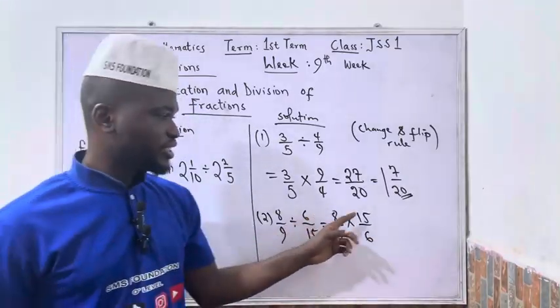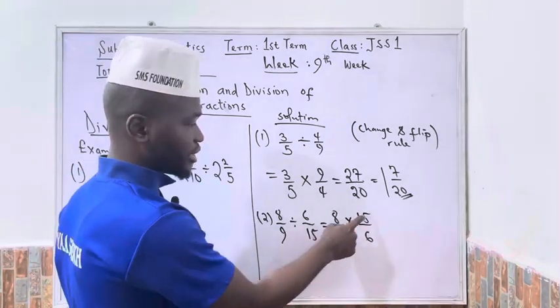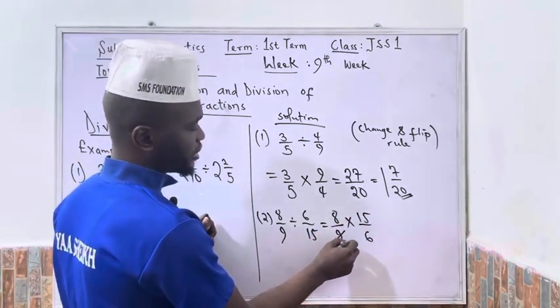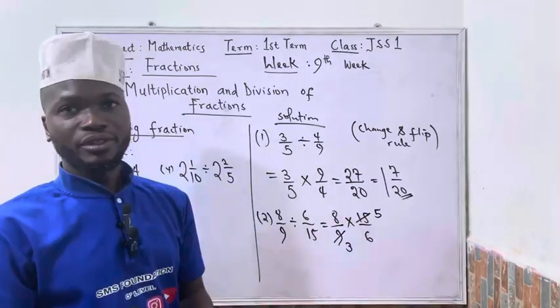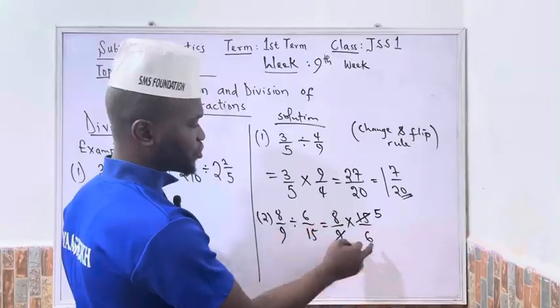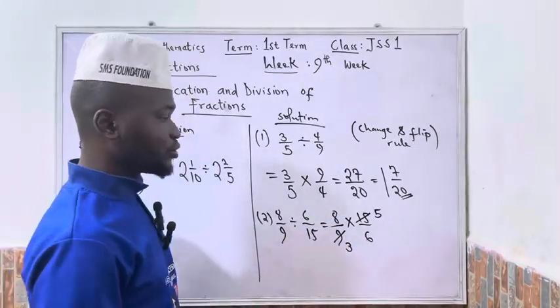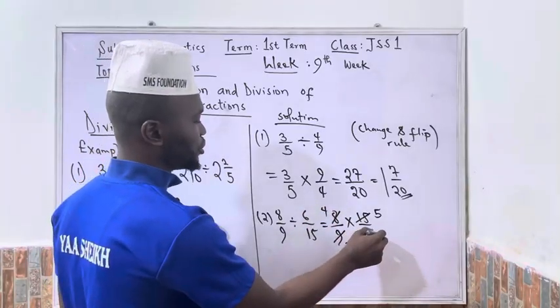So this time around, I need to look around and see what can cancel out. 9 and 15. 3 can divide both. 3 in 9, that will give me 3. 3 in 15, that will give me 5. So you can still look around here too. Alright? Look around here. You will see that 2 can work. 2 can go in this 4 times and 2 can go in this 3 times.